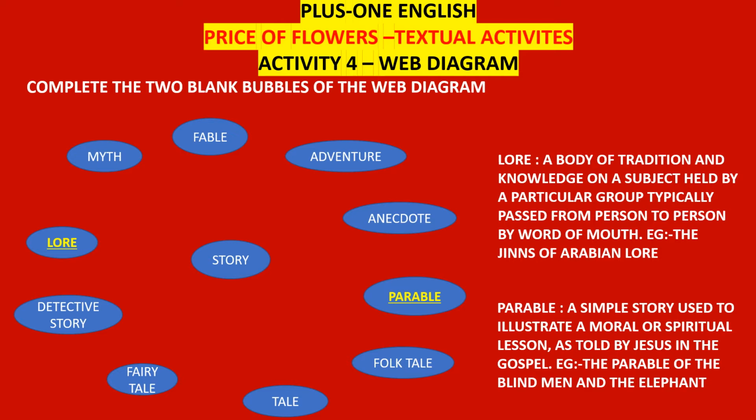Then what is parable? Parable is a simple story used to illustrate a moral or spiritual lesson as told by Jesus in the gospel. Example, the parable of the blind man and the elephant.